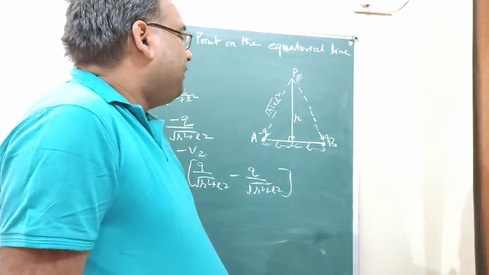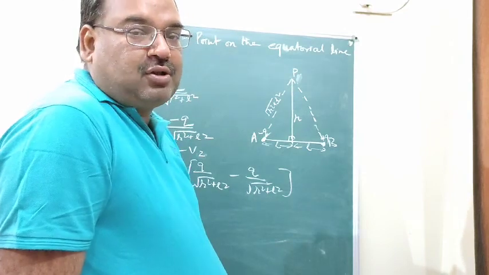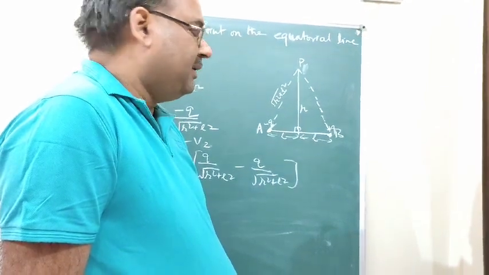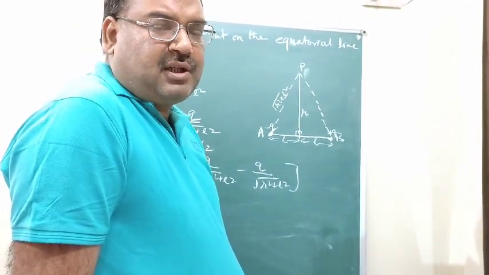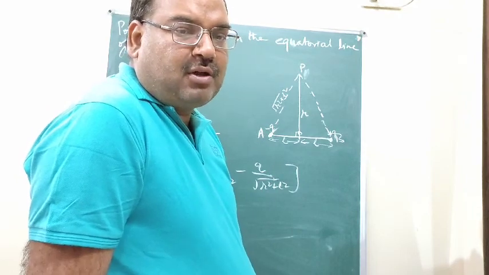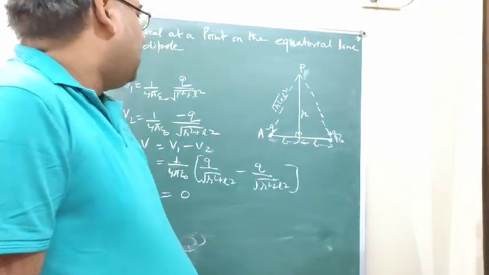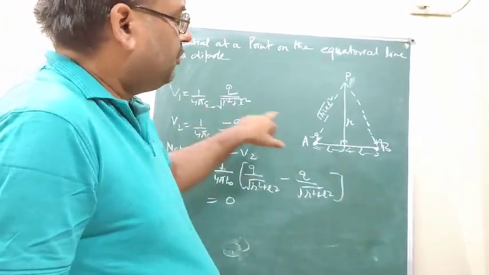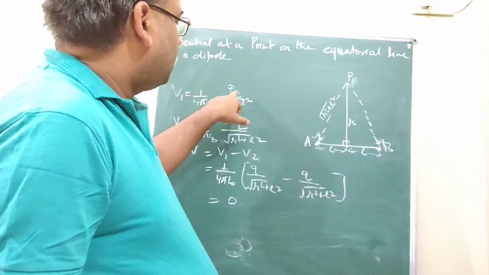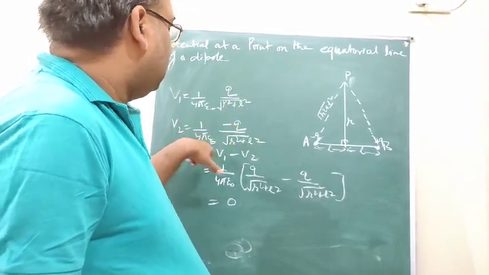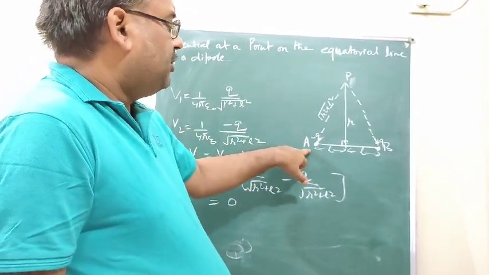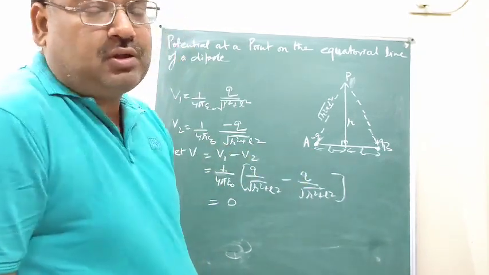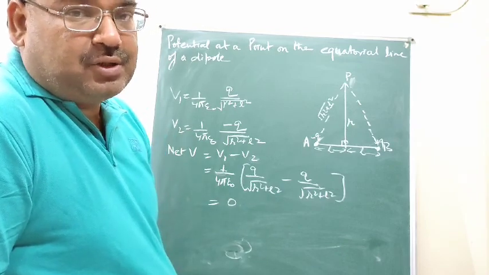The distance AP is taken out by Pythagoras theorem: under root r square plus L square. This is the distance from the point A and from the point B. Now electric potential due to a point charge is given by the formula 1 upon 4 pi epsilon naught q upon r. So we use this formula. First, V1 is the potential due to the positive charge, 1 upon 4 pi epsilon naught q upon root r square plus L square. And then we find out the potential due to the negative charge, V2. V2 equal to 1 upon 4 pi epsilon naught minus q on root r square plus L square.